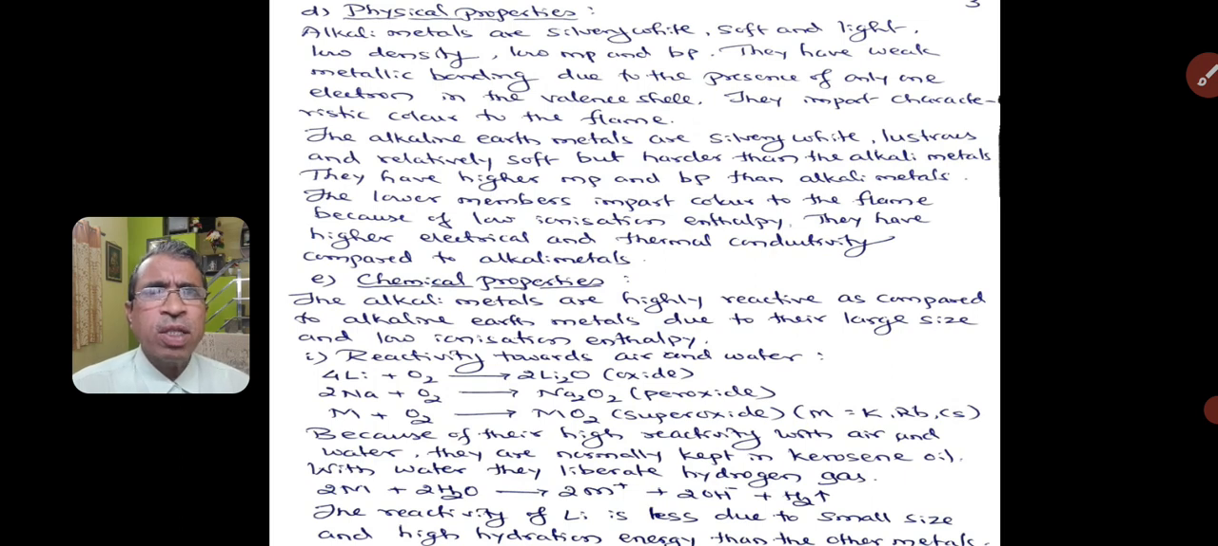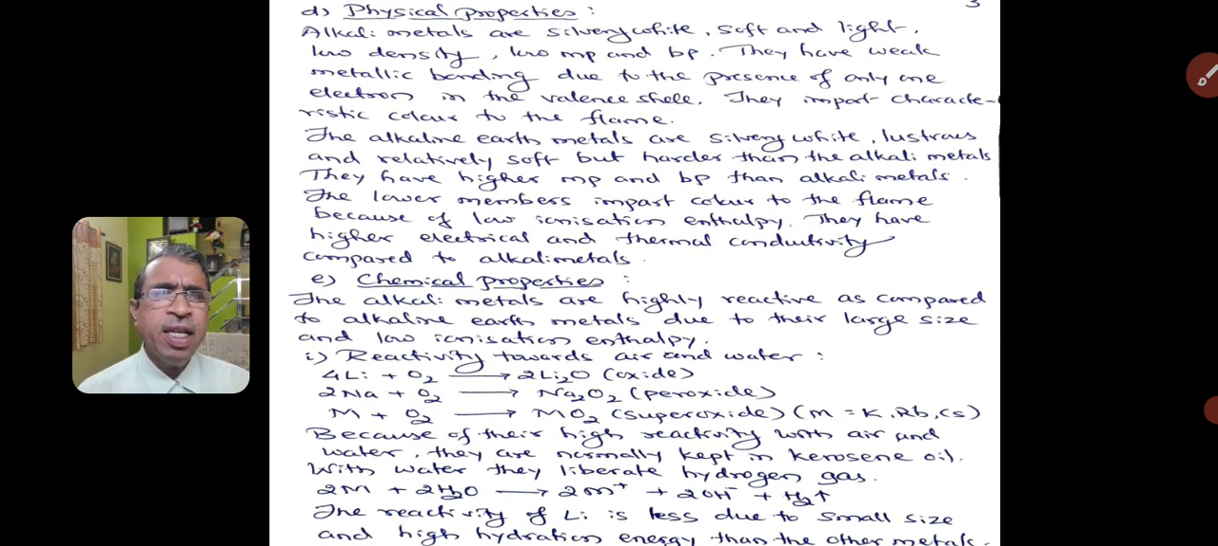Lithium reacts with oxygen of the air and forms lithium oxide, that is Li2O, whereas sodium reacts with oxygen of the air to form sodium peroxide, that is Na2O2. The higher alkali metals react with oxygen to form superoxides having the formula MO2, where M is potassium, rubidium and cesium.